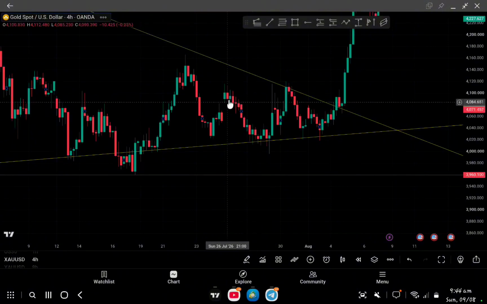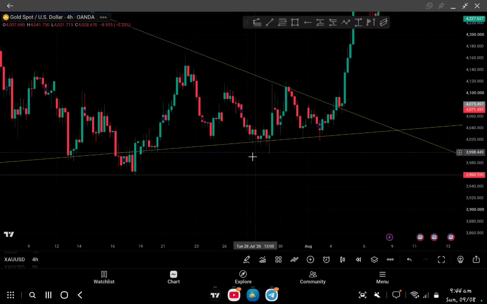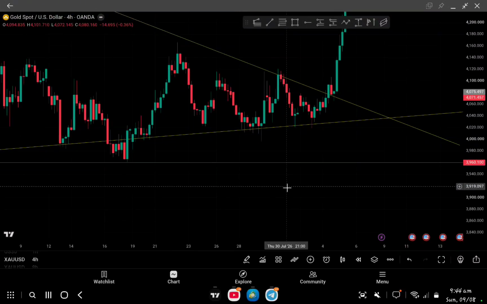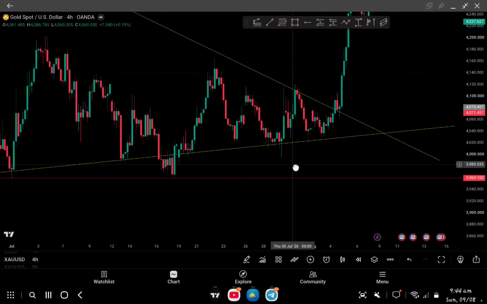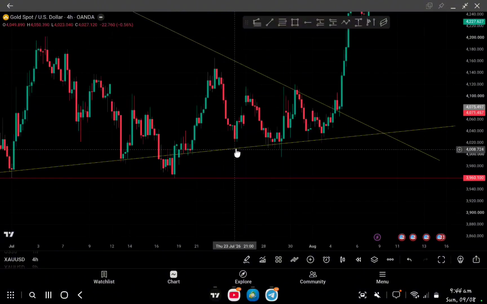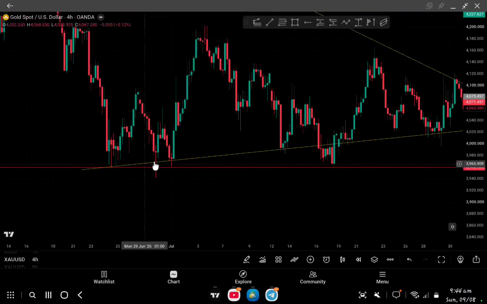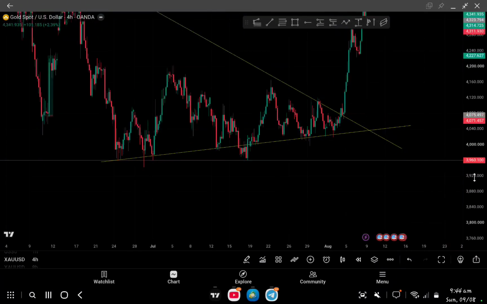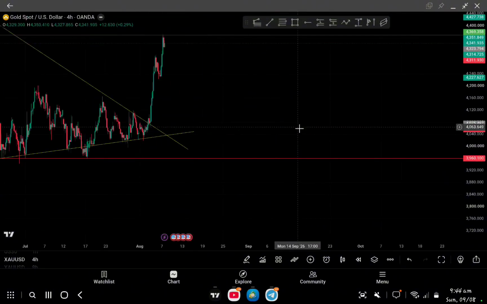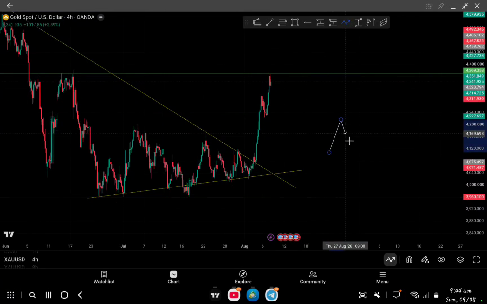So if the trend line has been broken, the market will go up, and if the major support has been broken, the market will go down. So I've been expecting that, but on Sunday, the market, I have this key level, like this price action pattern.